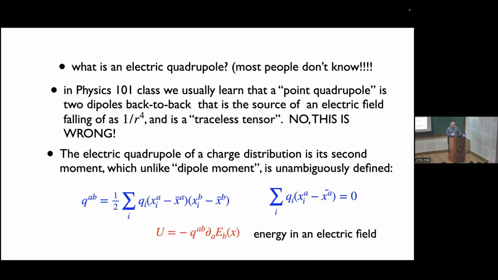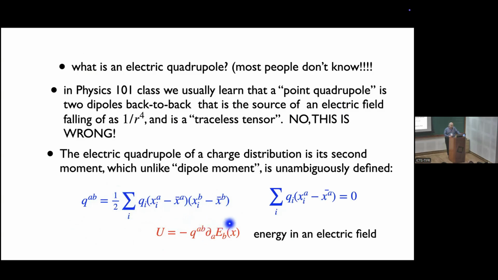The other thing, the quadrupole. Most people don't really know what a quadrupole is. They learned it in electromagnetic classes, and they were interested in the 1 over r to the 4th field of two dipoles put back to back. But the quadrupole is more than that. The quadrupole is the second moment of the electron distribution. It's not a traceless tensor. The quadrupole definition I'm going to use is this one here. There are actually 4 definitions in the literature, depending on whether it's primitive or so-called traceless, and whether you put a factor of a half.